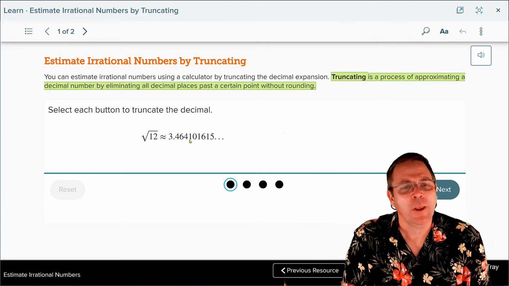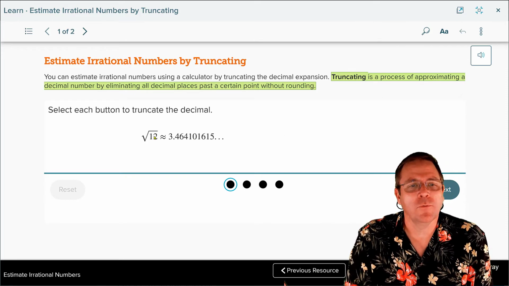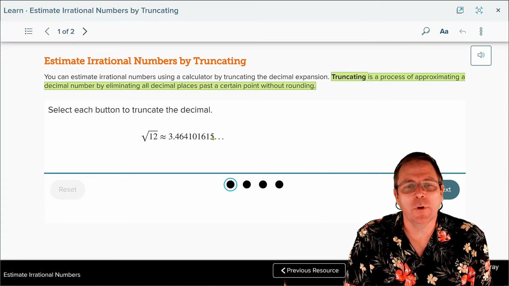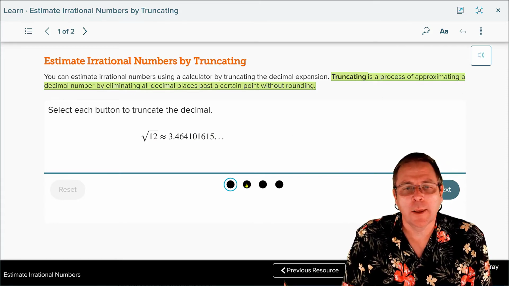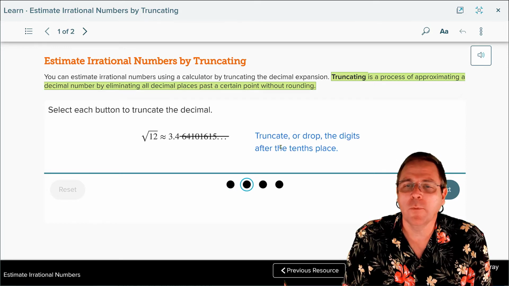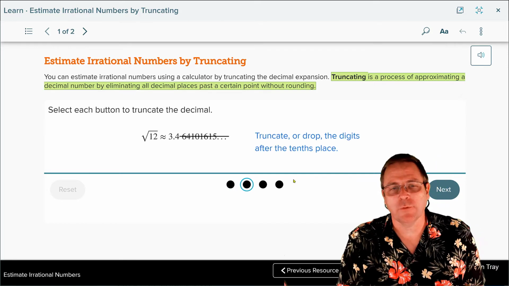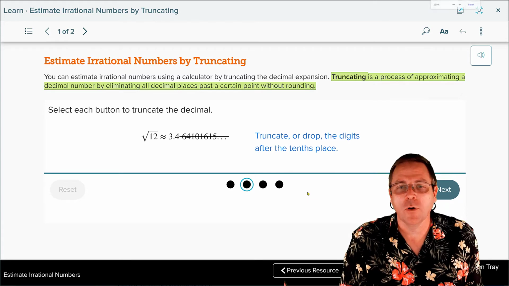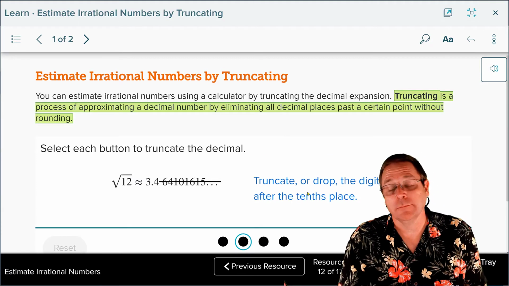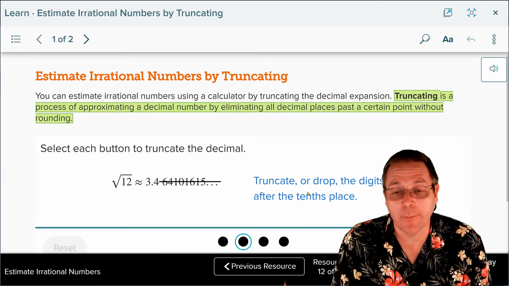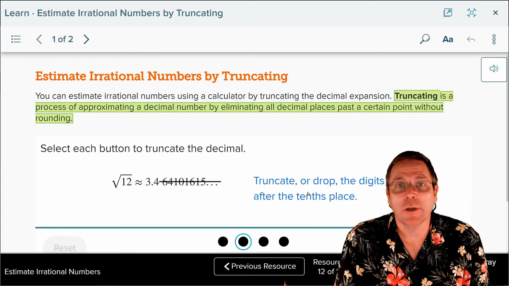It doesn't matter. So here you've got the square root of 12, which is all of these pretty numbers right here. And in that, we're going to say, well, what if we wanted to drop all the digits after the tens place? That would be called truncating or dropping. And hey, guess what? I have actually done that before. I just never called it truncate.